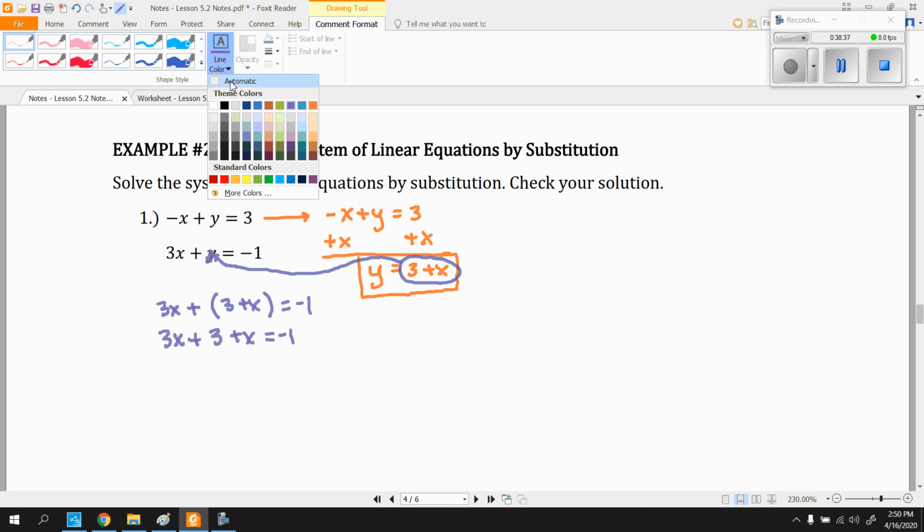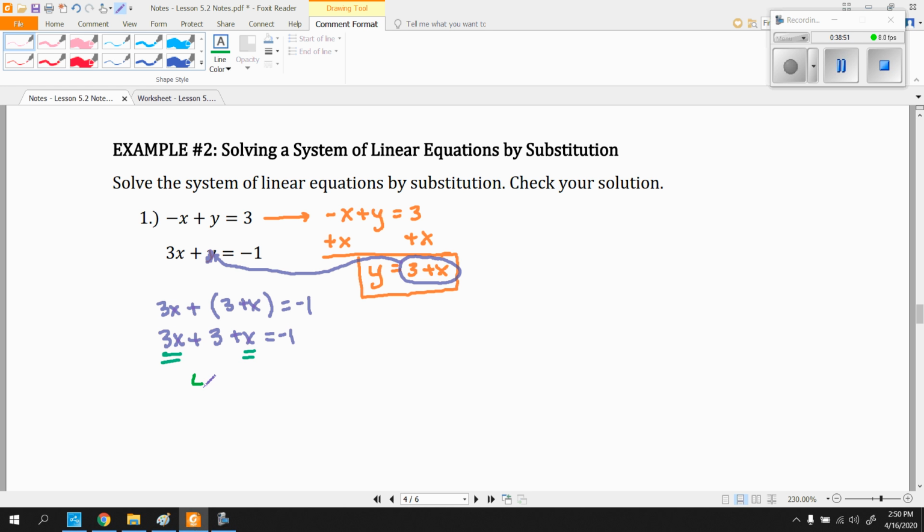Second step here is what I did in the last example: I'm going to change colors. I know I'm not using the exact same color, so forgive me. But I'm going to combine my like terms. It's basically now get this x by itself. There's only one remaining variable. It's all down to x's now. So 3x plus 1x is 4x. I still have this plus 3 that I'm going to bring down to my next line, equal to negative 1.